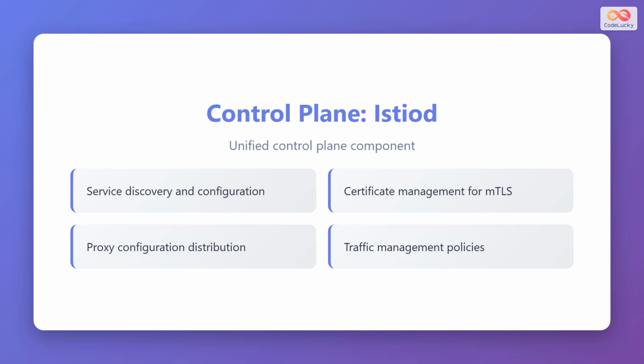Istiod also manages certificate generation and rotation for mutual TLS encryption, automatically issuing and renewing certificates to ensure secure communication between services. It distributes proxy configurations to all the Envoy sidecars, pushing updates whenever policies change. Finally, Istiod enforces traffic management policies, translating high-level routing rules into low-level configurations that the Envoy proxies can understand and execute.